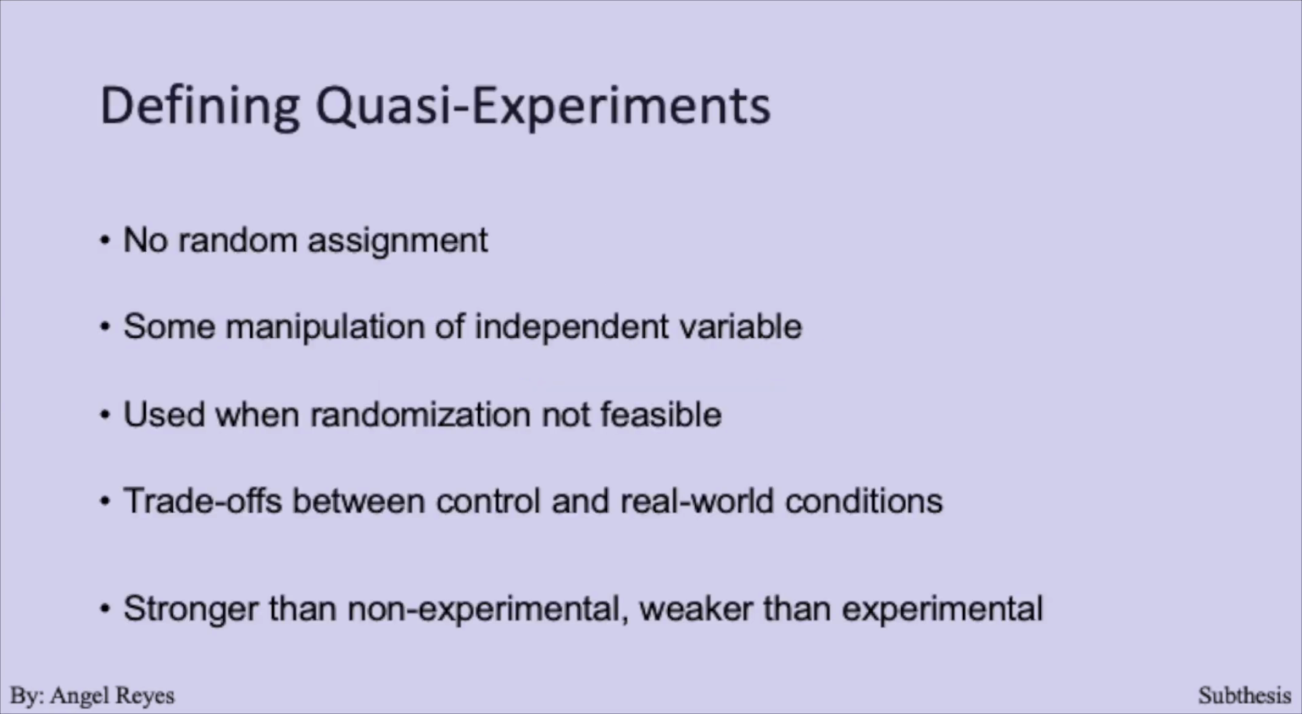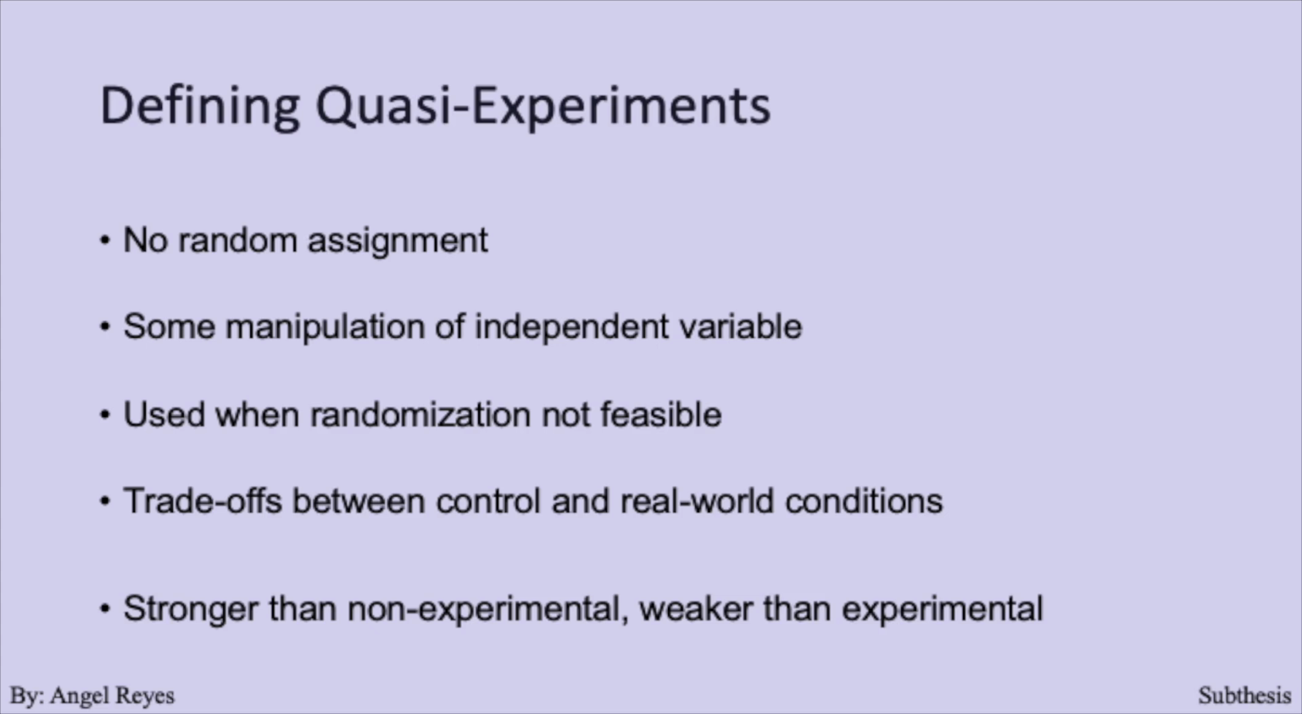Quasi-experimental designs are characterized by the absence of random assignment to treatment conditions, though researchers still manipulate the independent variable. These designs are employed when randomization isn't feasible due to ethical, practical, or resource constraints. Quasi-experiments represent a trade-off between the rigorous control of true experiments and the authenticity of real-world conditions.